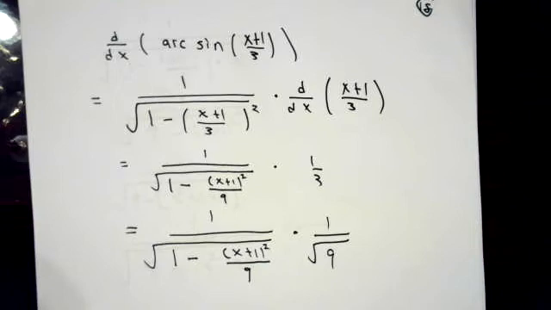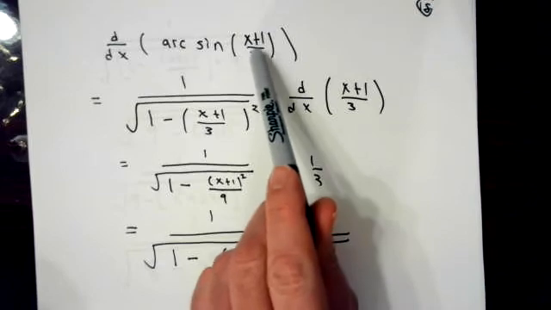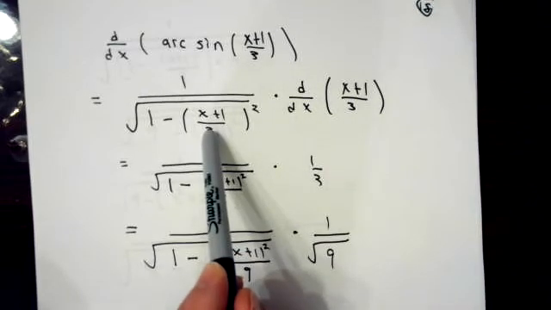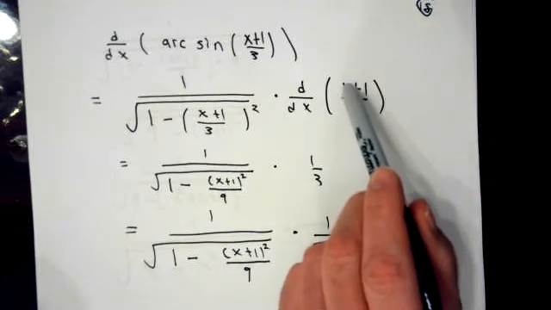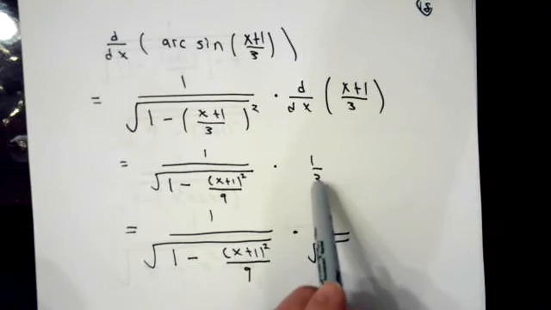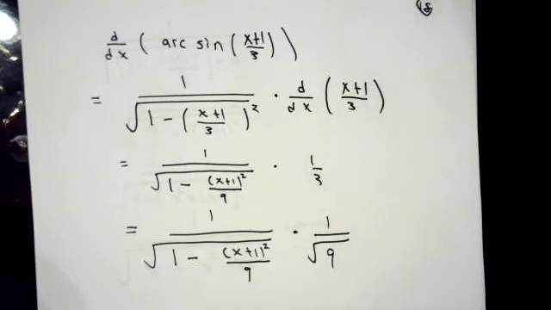Of course, since it's not arcsine of x as such that I'm doing the derivative of, I'll have to use the chain rule. The derivative of the arcsine function is 1 over radical 1 minus the squaring function, evaluated at x plus 1 over 3, and then you have to multiply by the derivative of 1/3 of x plus 1. Derivative of x over 3 is 1/3. Derivative of 1 over 3 is 0 because it's a constant.